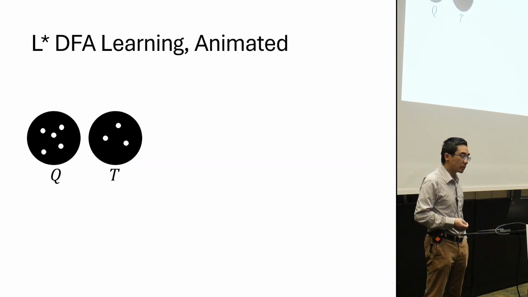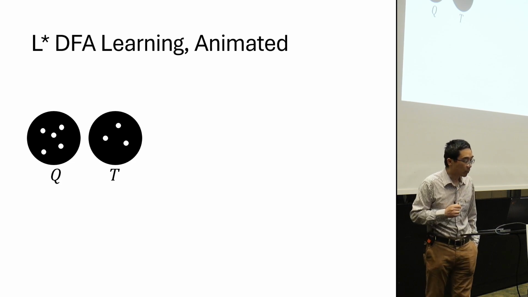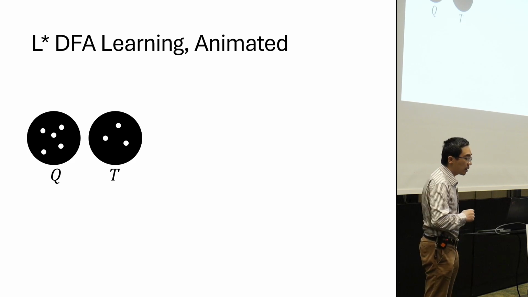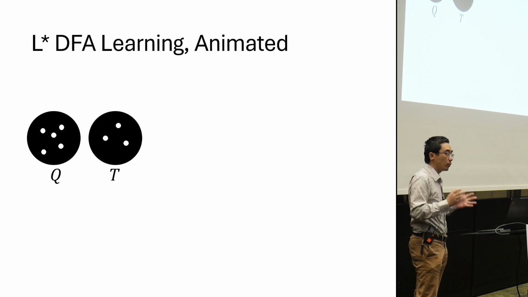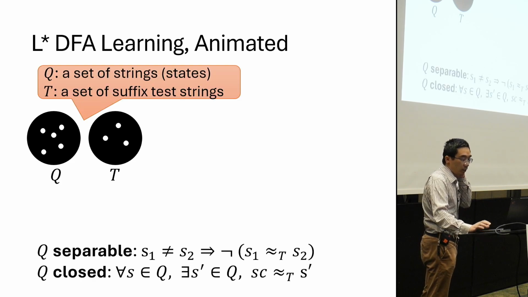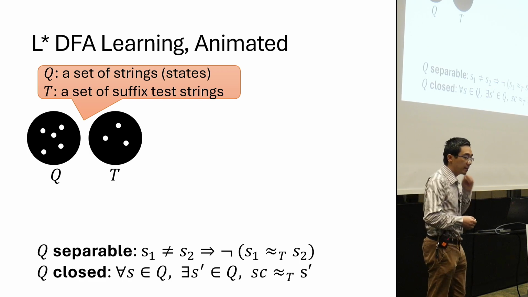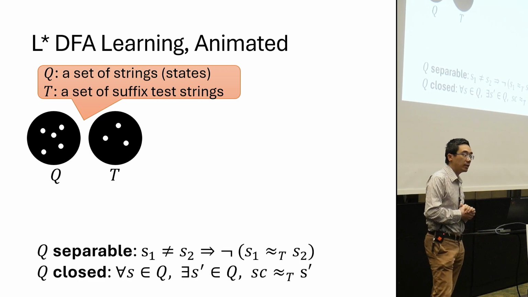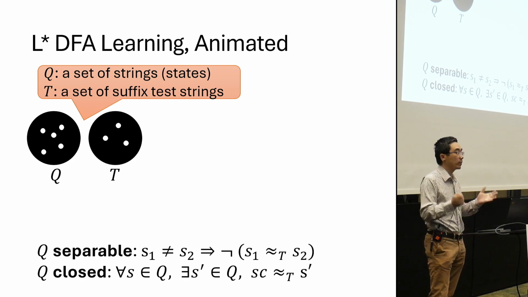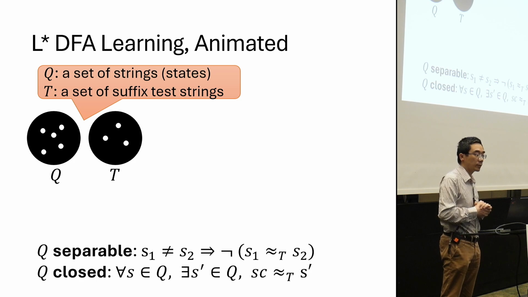Our algorithm actually adapts L-star for learning a DFA. So let me explain that algorithm quickly next. So in this L-star algorithm, in each round we maintain 2 sets, Q and T. And Q is a set of strings. Each string will be converted into a state in the DFA later on. Then T is a set of test strings. In this case, it's a set of suffix test strings, which are used to test equivalence of strings in Q.